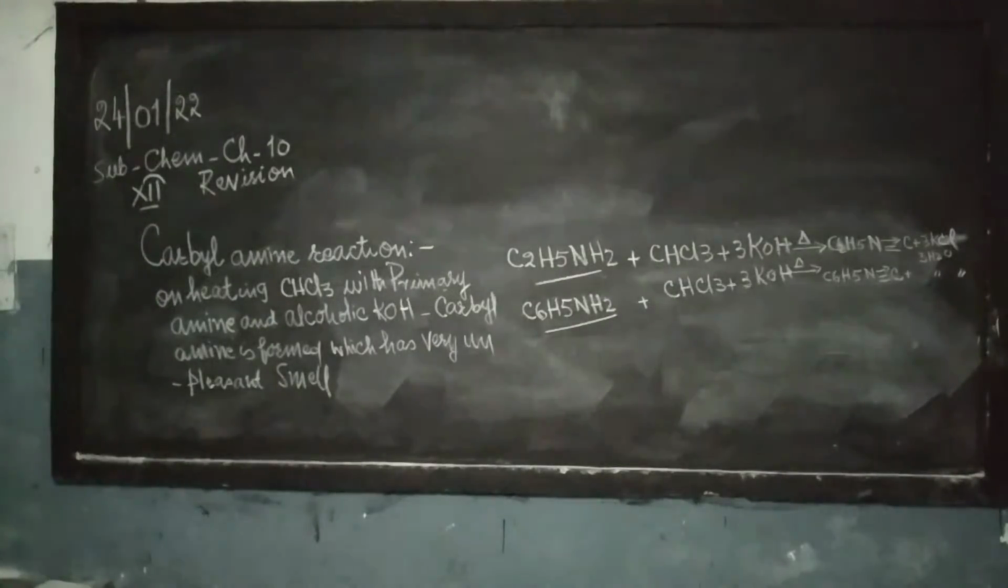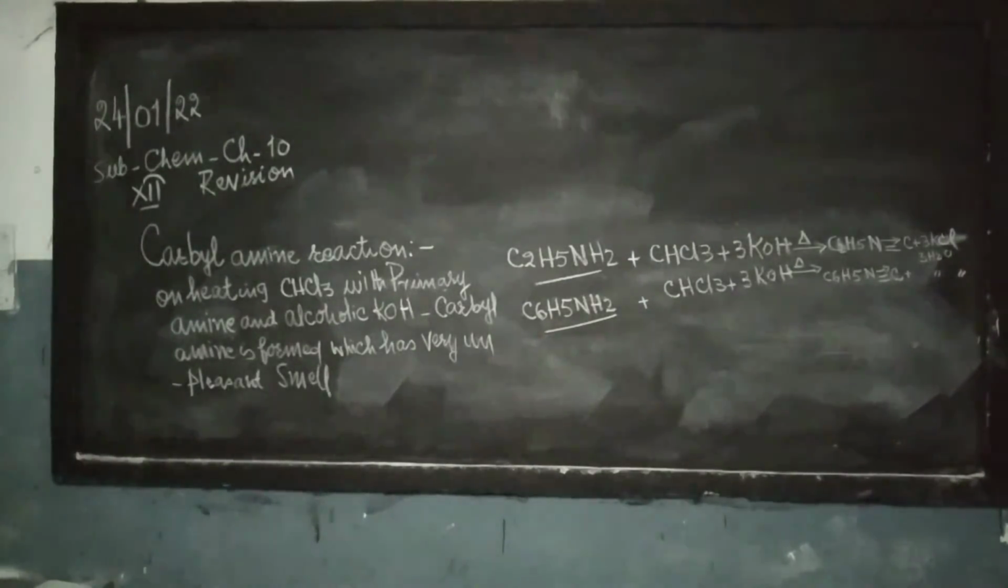What is the formula of chloroform? CHCl3 plus 3KOH, potassium hydroxide. On heating, what we will get? Ethyl isocyanide. The formula of ethyl isocyanide is C2H5N, single bond coordinate, double bond covalent C, plus 3KCl plus 3H2O.